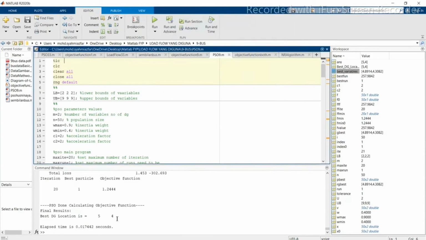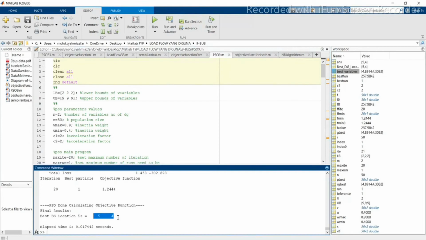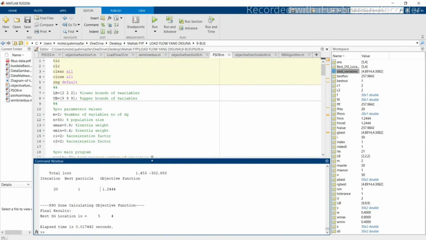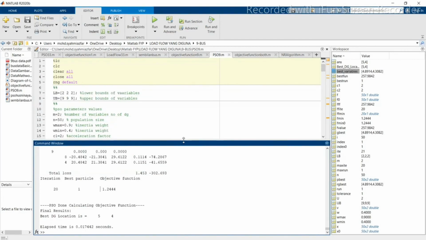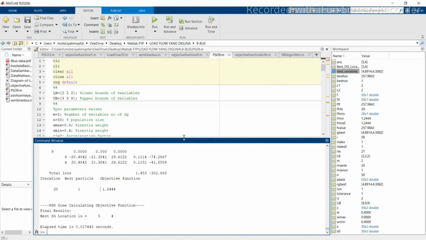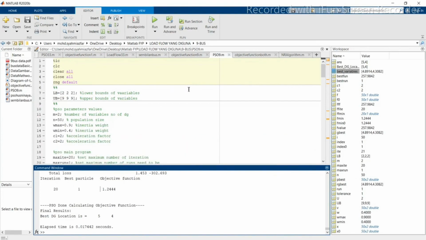As we can see here, the DG locations are at bus 4 and 5. For my 33 bus system, the location is at 6. This is the least power losses obtained from the PSO, 1.24 megawatts. It is smaller compared to the base case, which is around 2.3 megawatts. So I think I have proof that the optimized location of the DG can reduce the power losses for both cases. I think that's all for my presentation.